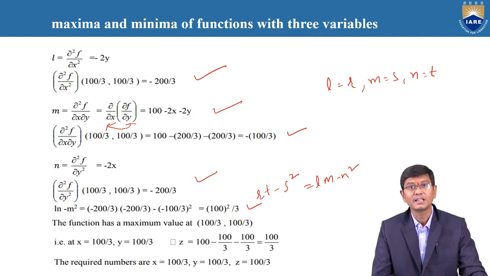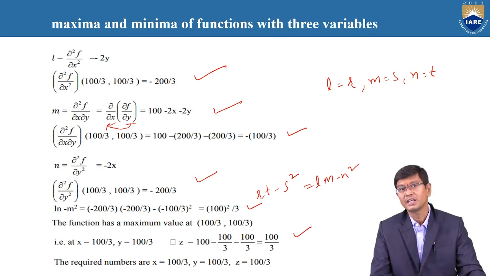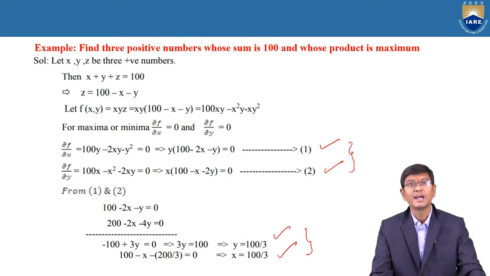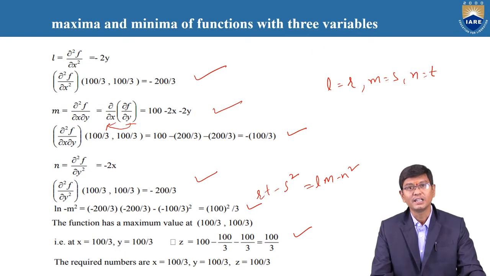Here once again the z value is 100 minus 100 by 3, which is 100 by 3. Therefore, according to the problem, the real numbers x, y, z are clearly 100 by 3, 100 by 3, 100 by 3.